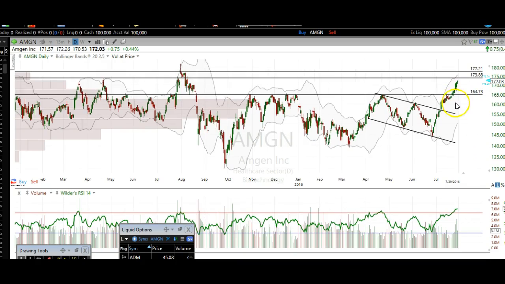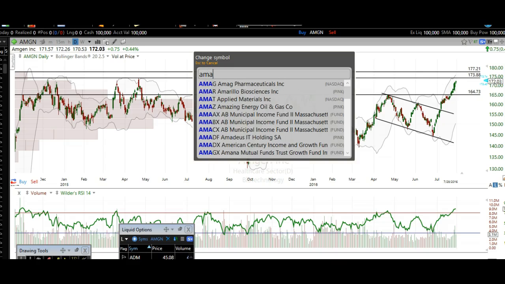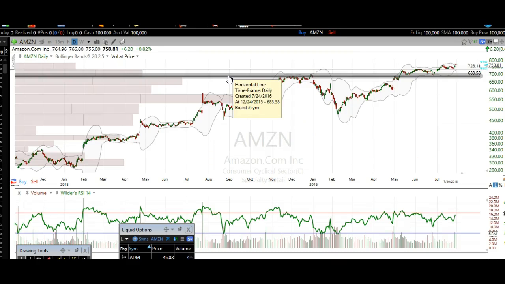Next resistance is right around 174 to about 178, and that's from, you can see here, 174 got rejected here, here, here, here, and then we had a couple of candles that broke over it momentarily. So really that 174 to 178 is going to be that key resistance that AMGN needs to clear before potentially heading higher.